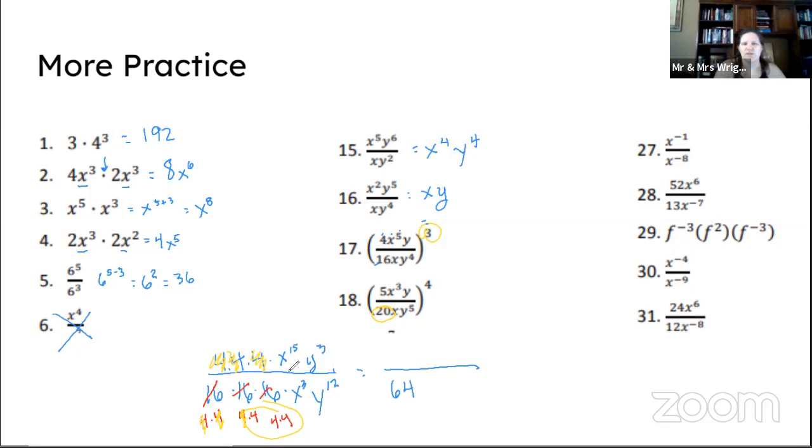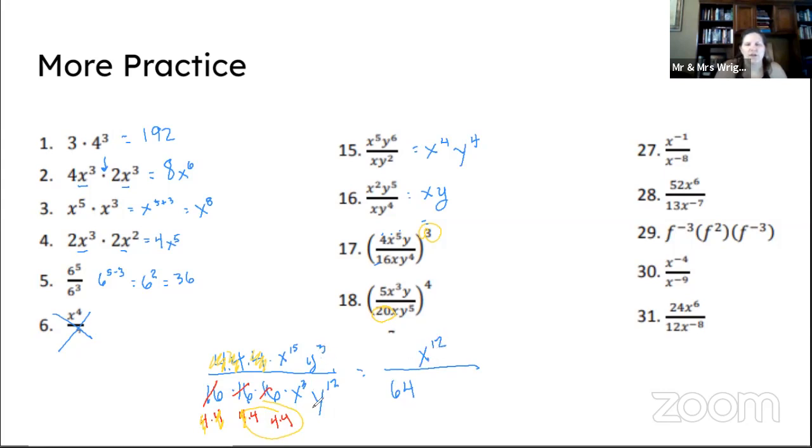My first variable is the variable of x. And I know I'm going to have the same base here. And I've got 15 minus 3. So 15 minus 3 is going to be 12. And that's a positive number. So I want to write it up here on the top, x to the power of 12.